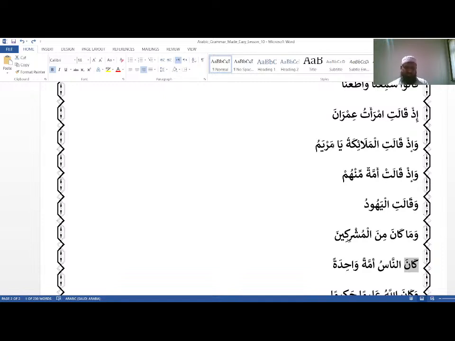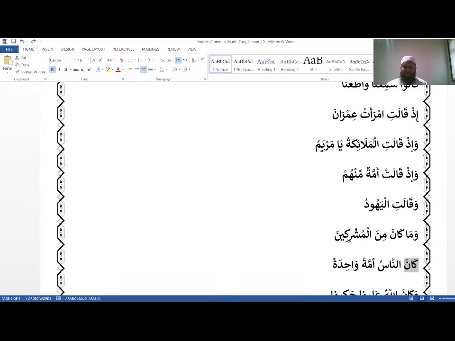There's a group of these verbs. They are called fa'il naqis. Those of you who learned Arabic before know them as kana and his sisters, Kana wa khawatuha. The fa'il naqis don't have fa'il or maf'ul. Instead, they are called ismu kana and khabru kana.